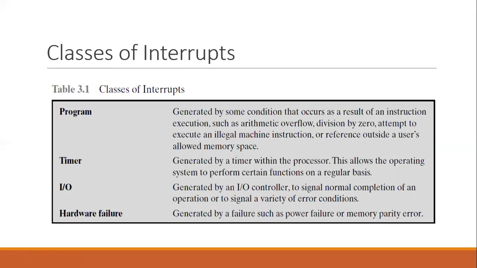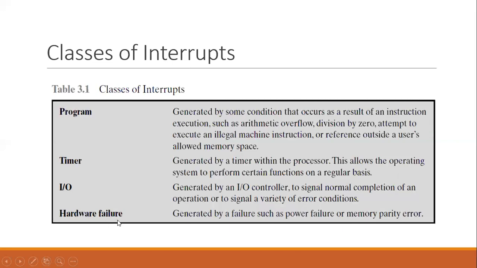Or sometimes the speed of your I/O devices is really less compared to your processor. So sometimes the processor assigns some task to your input or output devices, and after they are done with that task, those devices which are controlled by your I/O controller, the I/O controller will signal your processor that this task is completed, and that particular device is ready to perform another operation. So these are called I/O interrupts.